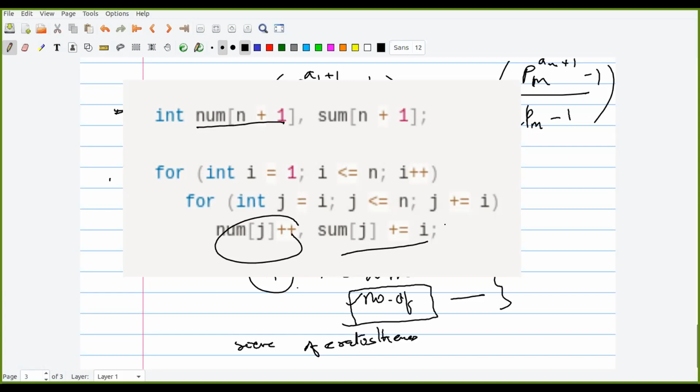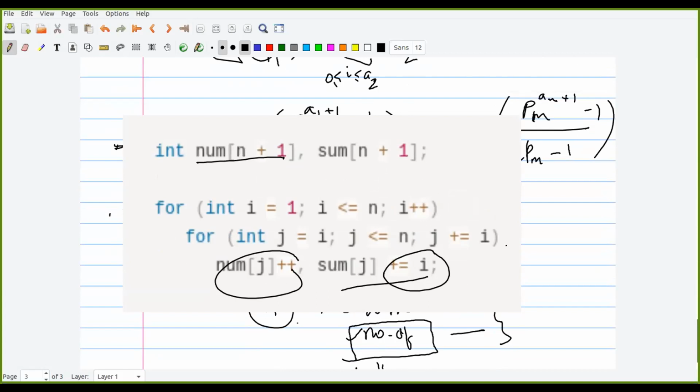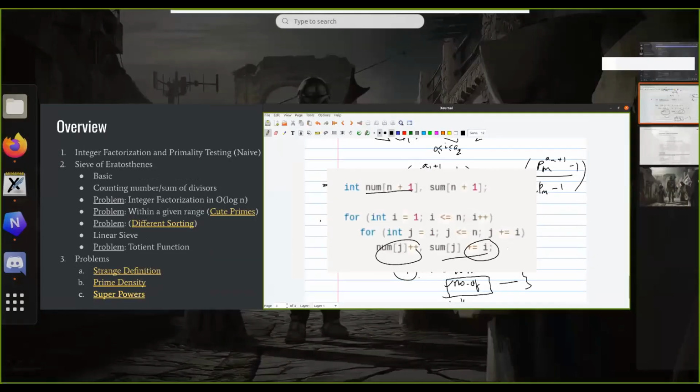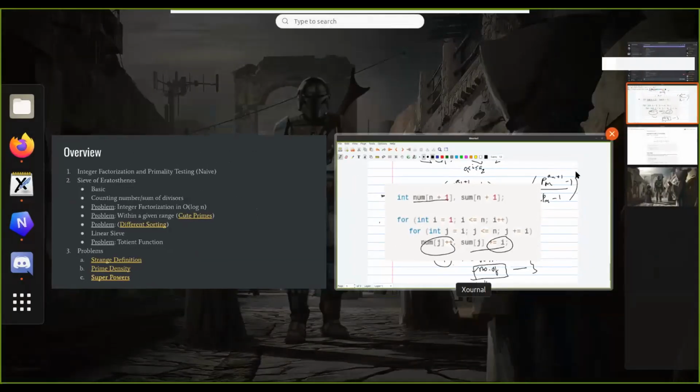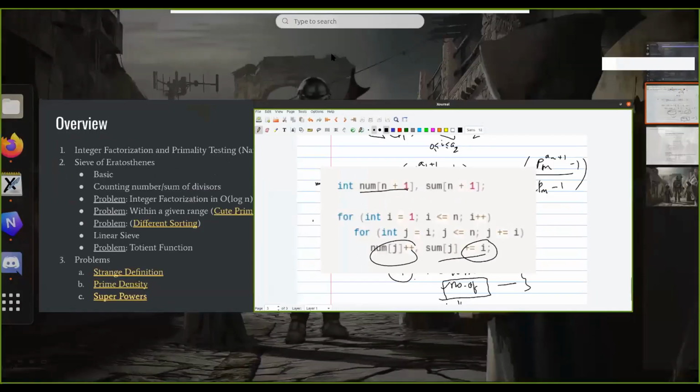the sums. So in case of sum, I have to do plus equal to i because I have to add it, and just for num, I just have to increment the count, so that will just give me the number of divisors. So this is a nice example of how to use the basic Sieve algorithm for sum and number of divisors.